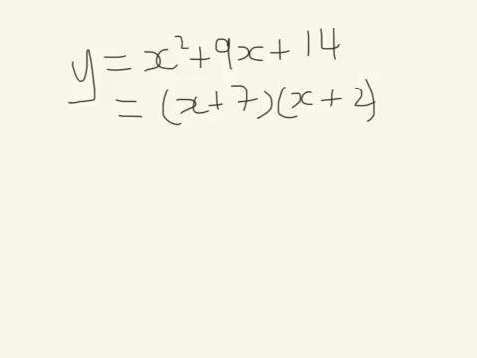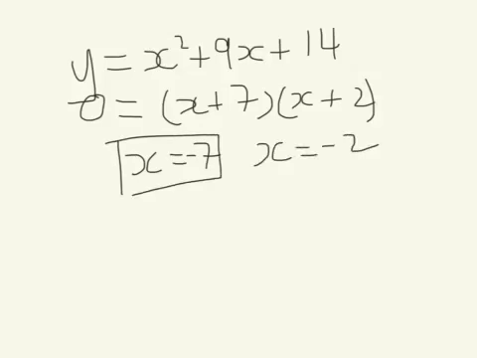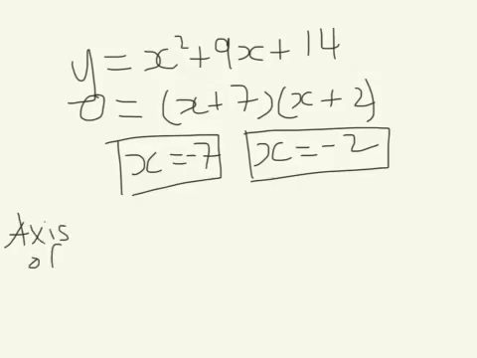Good. But now the big thing is, in order for me to find my roots, what do I have to make y equal to? 0. All right, so when we say that, we get x is equal to negative 7, and x is equal to negative 2. All right, so now we have our roots. Now we've got to find our axis of symmetry. You can do it in two ways, whichever way you want. Okay, let's do both.